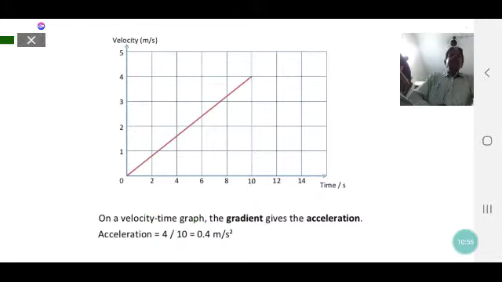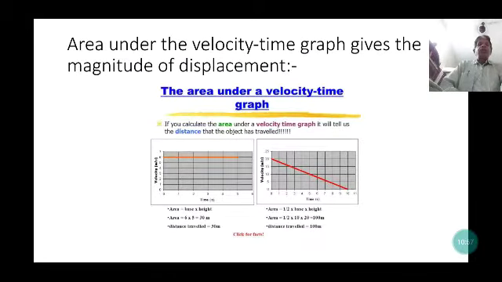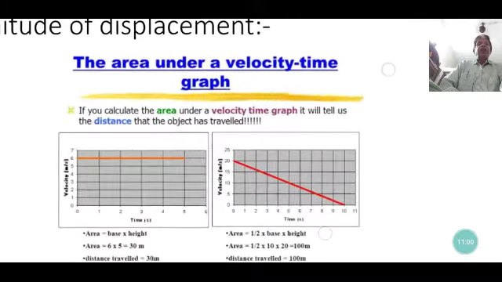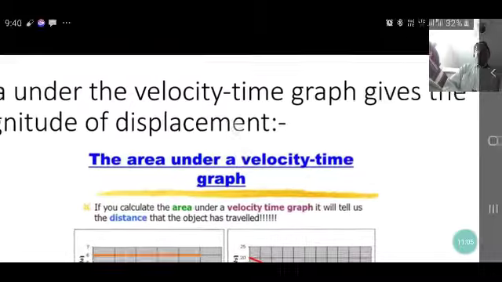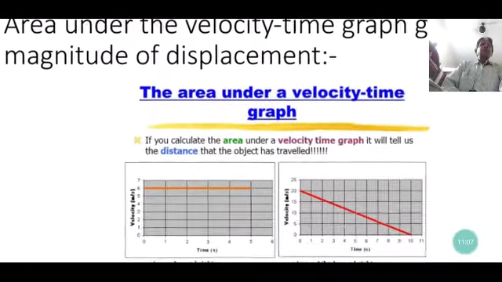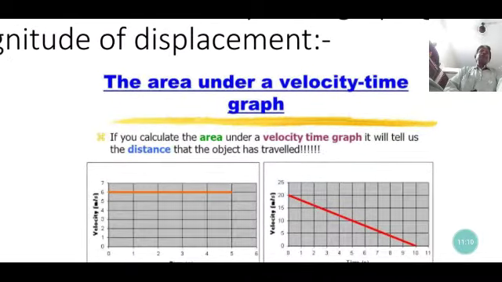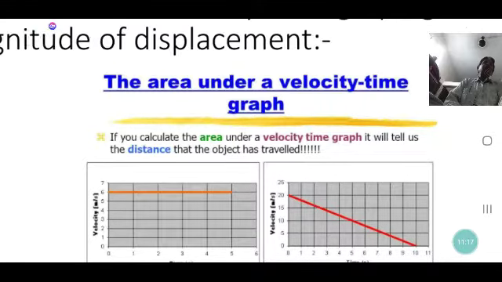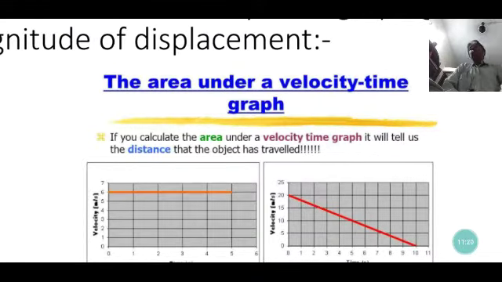Now in the next slide, we'll also study how we can find the displacement under the velocity time graph. We also discussed in the last video that the area under the velocity time graph gives the magnitude of displacement. The magnitude of displacement is distance. So the area under the velocity time graph gives the magnitude of displacement.